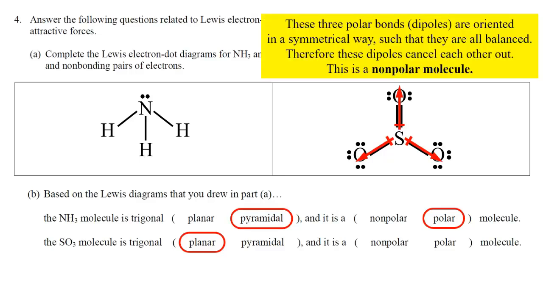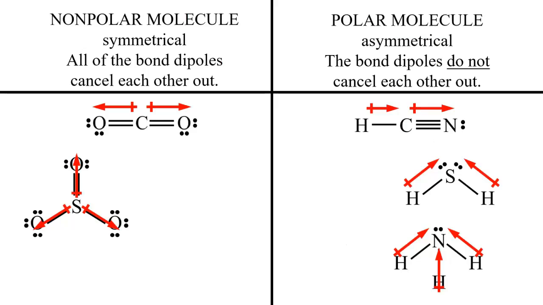So the answer is that these three sulfur-oxygen polar bonds, the dipoles, are oriented in a very symmetrical way, such that they are all balanced. Therefore, these dipoles do cancel each other out. So SO3 is classified as a nonpolar molecule. So you can see in my classification slide, I've got NH3 classified as polar, but here is SO3, which is classified as nonpolar. It's very symmetrical. All of the bond dipoles cancel each other out.